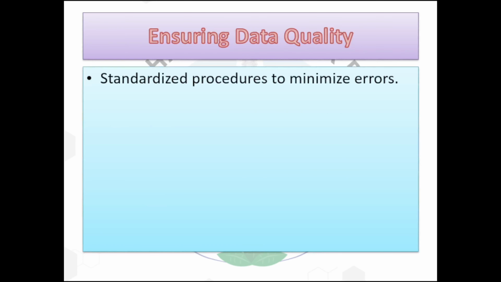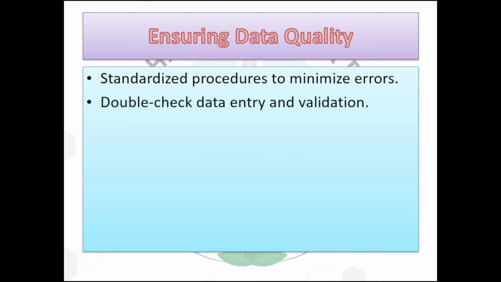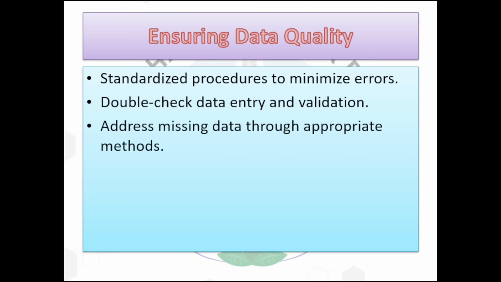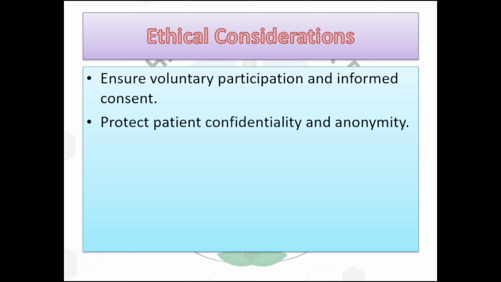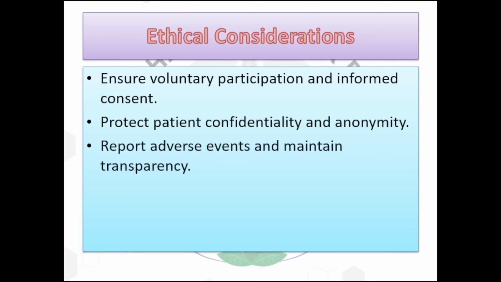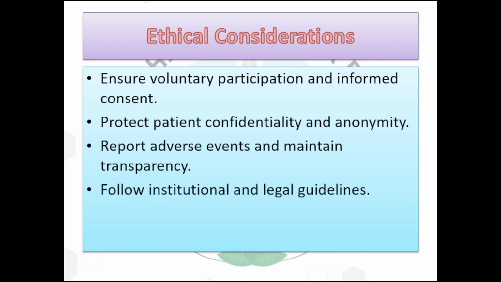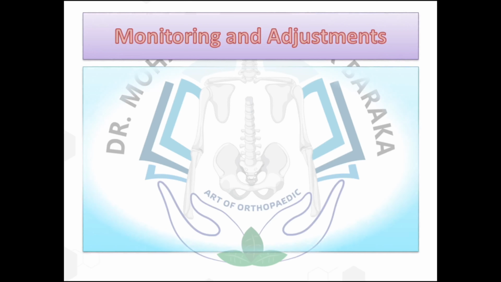Ensuring data quality: standardized procedures to minimize errors, double-check data entry and validation, address missing data through appropriate methods, maintain confidentiality and security to reduce bias. Ethical consideration: ensure voluntary participation and informed consent, protect patient confidentiality and anonymity, report adverse events and maintain transparency. Finally, follow institutional and legal guidelines.